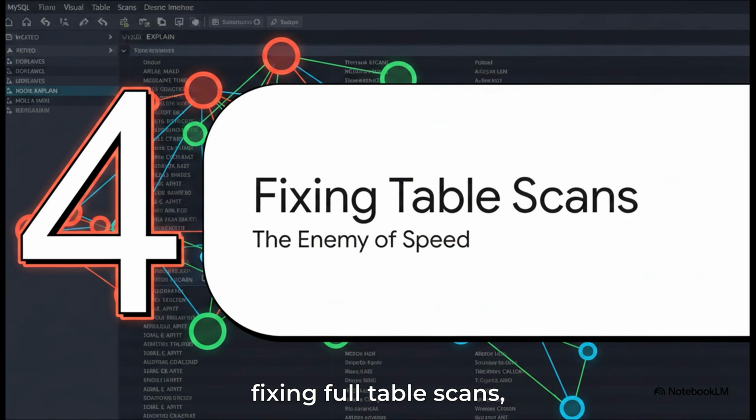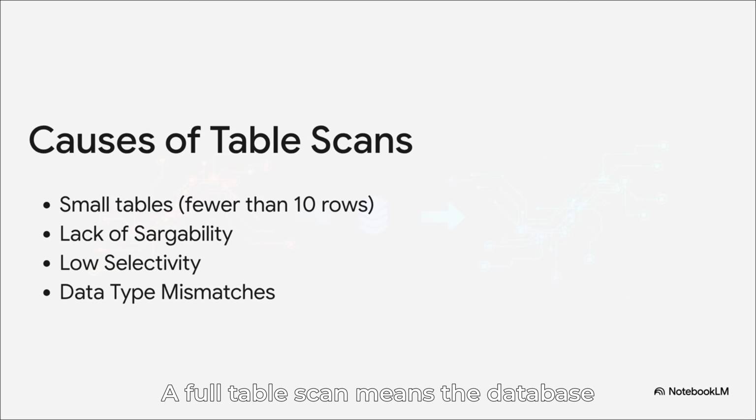Section 4, fixing full table scans, the enemy of speed. A full table scan means the database is literally reading every single row to satisfy your query. But why does the optimizer actually choose to do this, sometimes even totally ignoring an existing index?